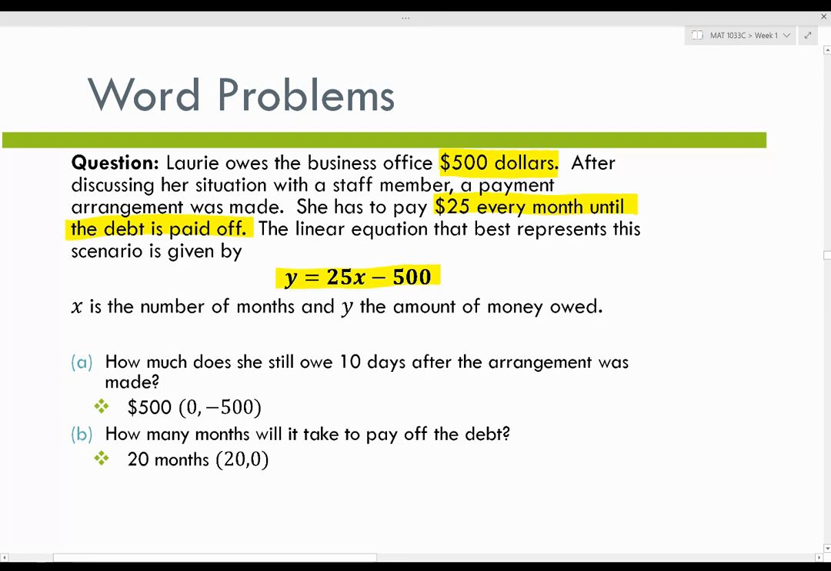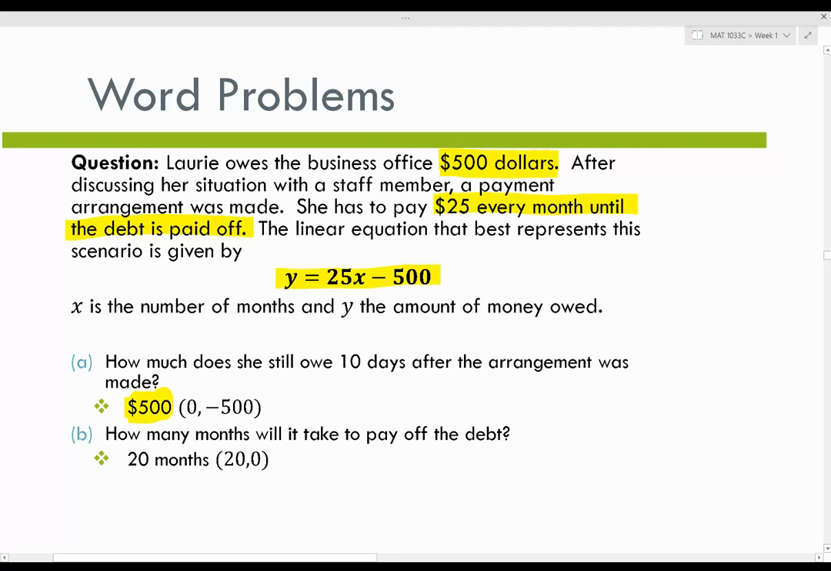So in part A, it says, how much will she owe 10 days after the arrangement was made? Well, we know from our problem that Lori isn't going to pay any money until a month has passed. She made a monthly payoff plan. So in 10 days, a month hasn't passed yet. A month, if we use a standard number, is typically anywhere from 30 to 31 days, and 29 if you're in a leap year. So in 10 days, a month hasn't passed, so Lori owes the same amount of money she did in the beginning. So she owes $500.